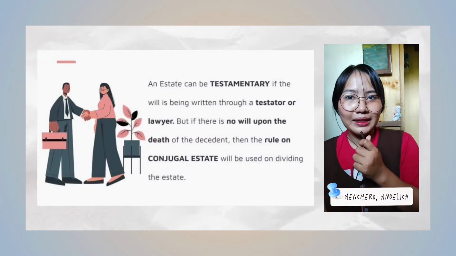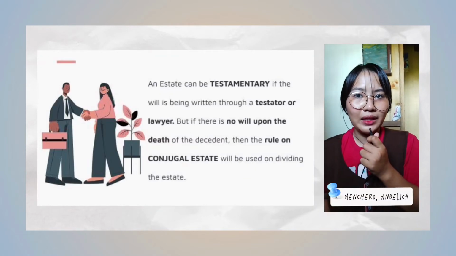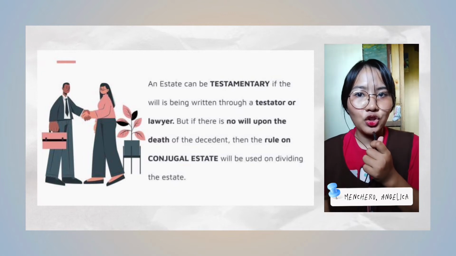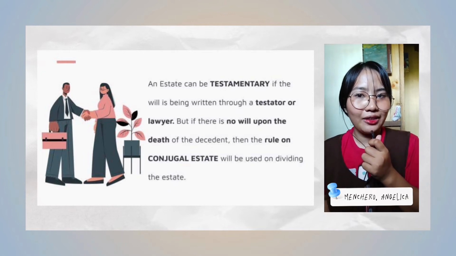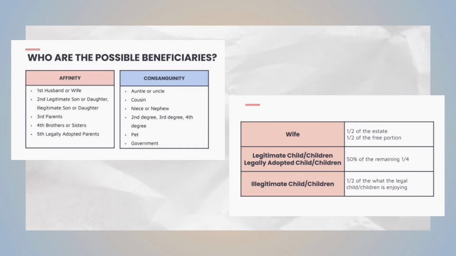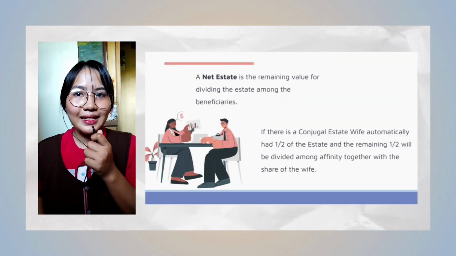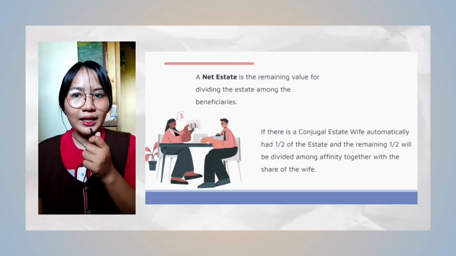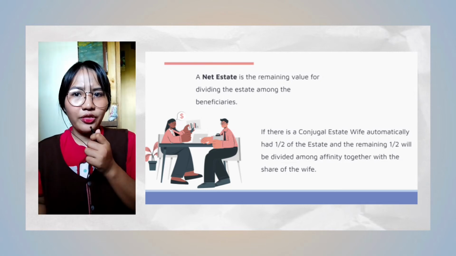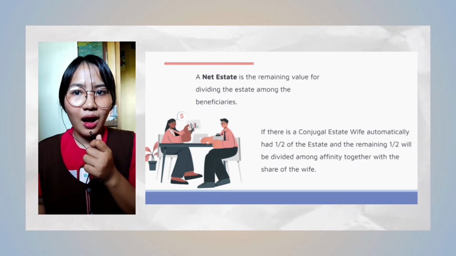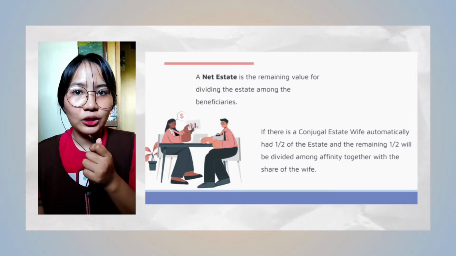An estate can be testamentary if the will is written through a testator or a lawyer. But if there is no will upon the death of the decedent, then the rule of the conjugal estate will be used in dividing the estate. A net estate is the remaining value for dividing the estate among the beneficiaries. If there is a conjugal estate, the wife automatically has half of the estate, and the remaining half will be divided among the heirs together with the share of the wife.